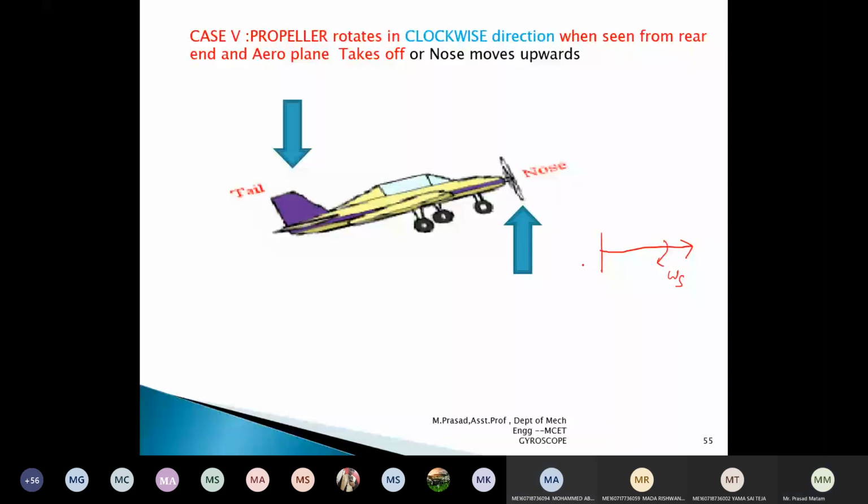This is the x-axis. Precession vector is coming in the z-axis here. This is the precession vector. Again, this is the clockwise motion. Now in the y-axis we are getting the active couple and reactive couple. Now tell me where we are getting the active couple and where we are getting the reactive couple. Now rotate the spin vector by 90 degrees.